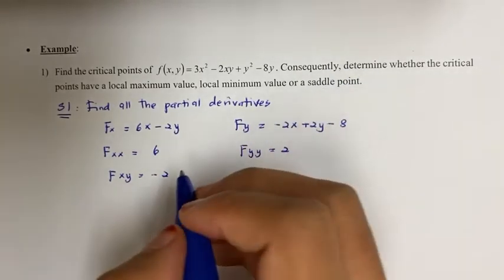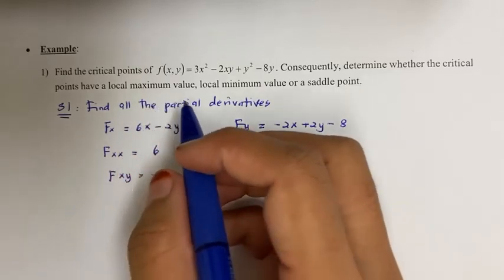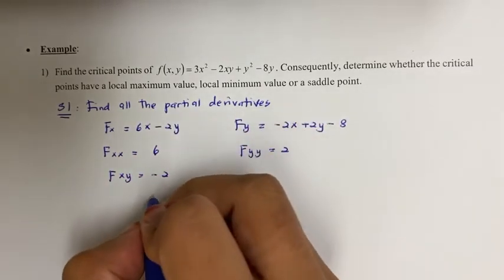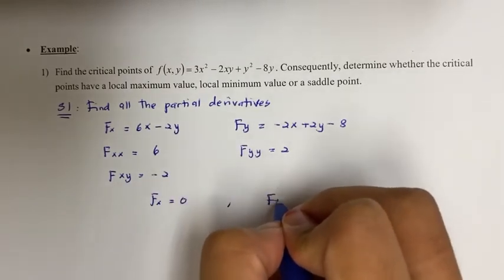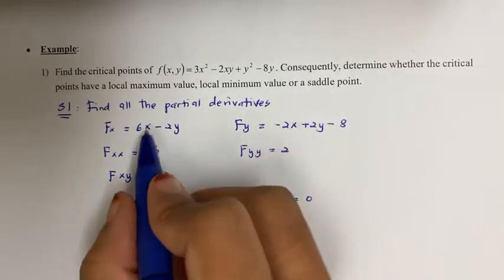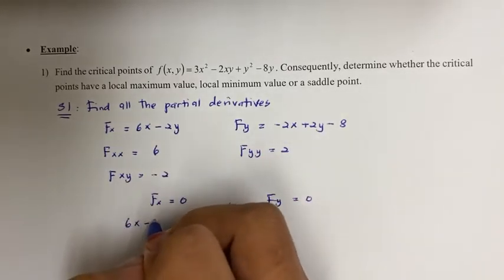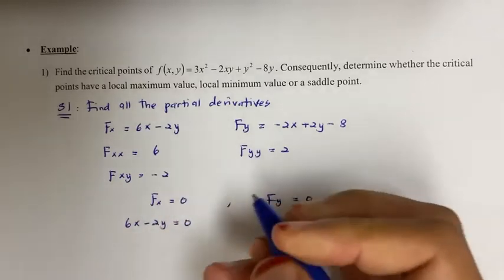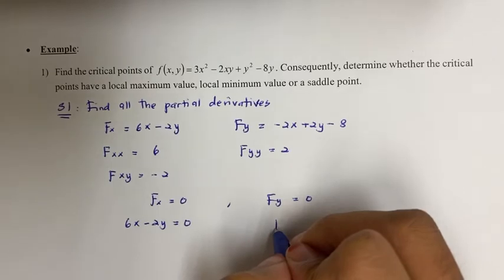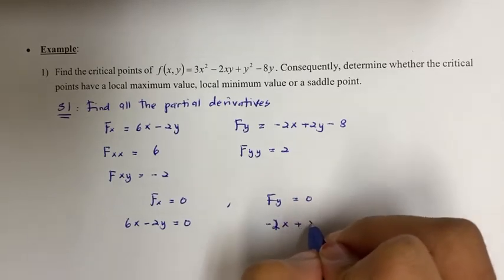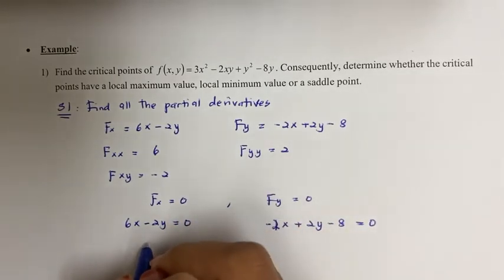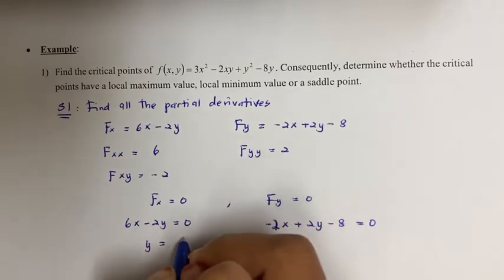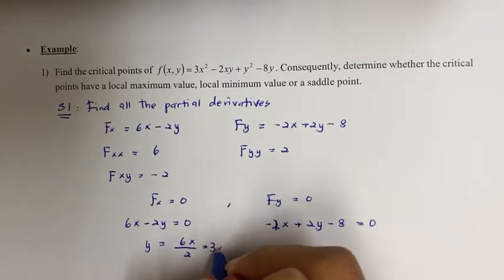Okay, and then after that, you need to find the critical value. To find the critical value, fx must be equal to 0 and fy must be equal to 0. So fx is 6x minus 2y equal to 0, and then fy is minus 2x plus 2y minus 8 equal to 0. From here you have y equal to 6x over 2, so this is equal to 3x.